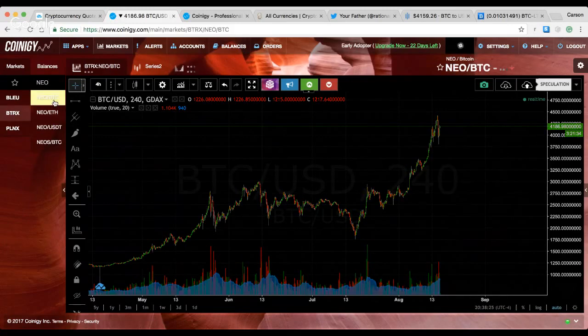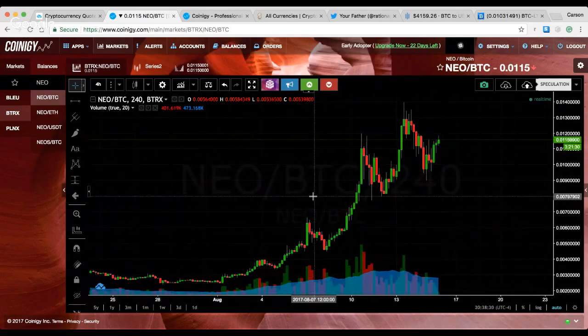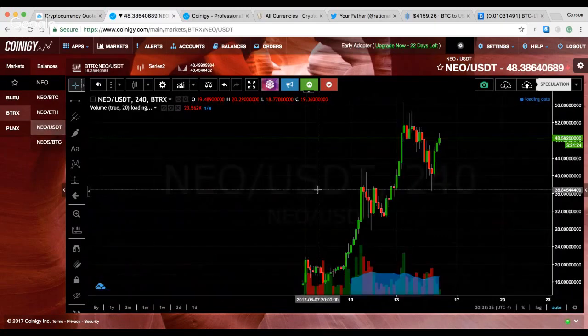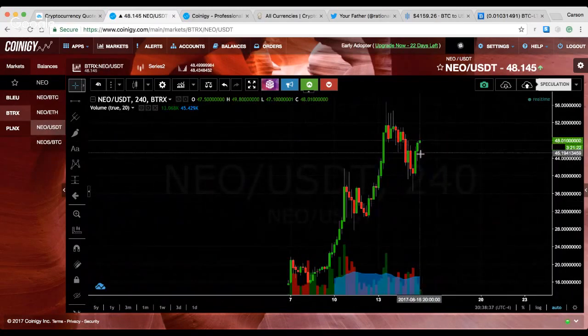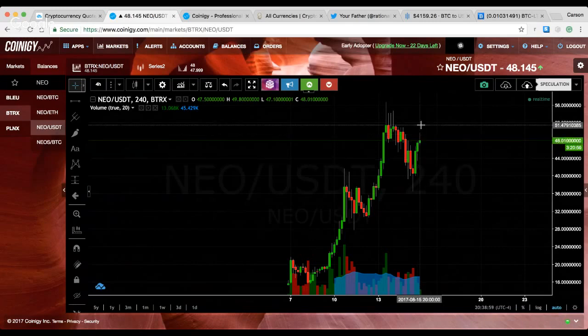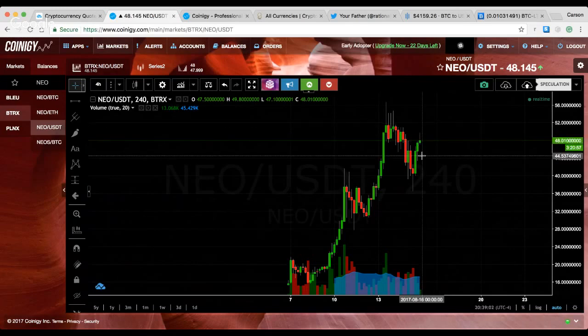Let me go to NEO BTC. NEO USDT. Oh, the candlestick has thinned out. This is a 4-hour chart, though, and this candlestick started and it's going to end at 20 o'clock. There's still 3 hours and 21 minutes for this to break out. If this breaks out into a new all-time high within the next 3 hours, holy moly.